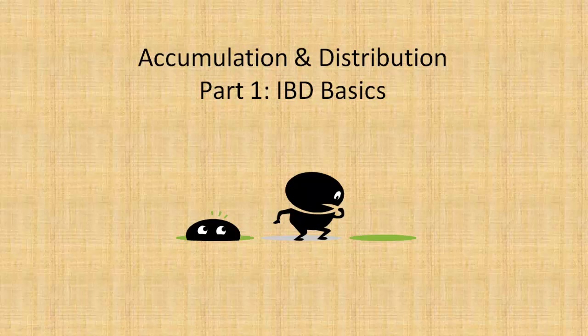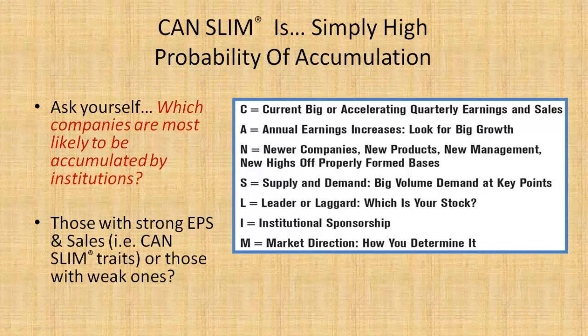Our topic is accumulation and distribution. In part 1, we're going to cover the basics as they pertain to IBD. CAN-SLIM is simply high probability of accumulation. Ask yourself, which companies are most likely to be accumulated by institutions? Those with strong EPS and sales, or those with weak ones?